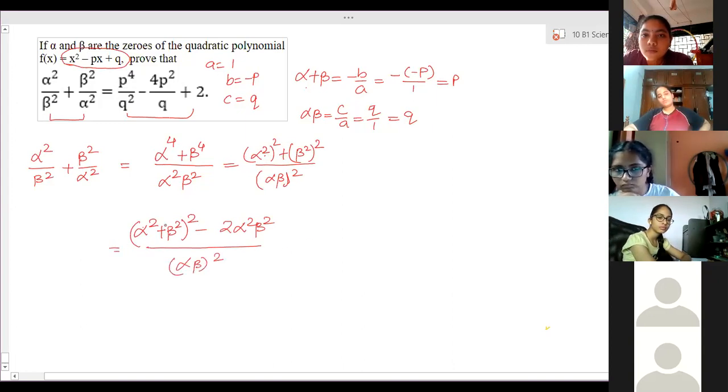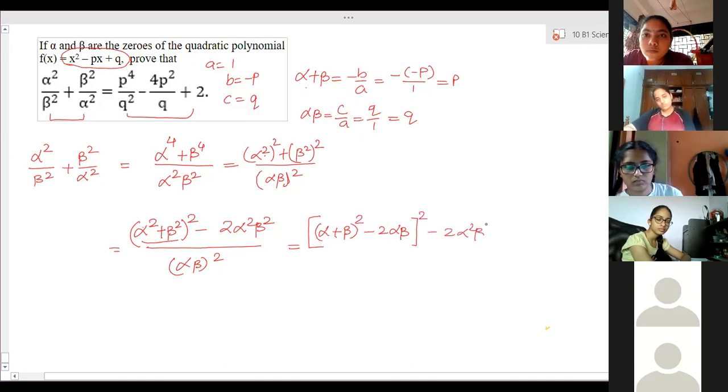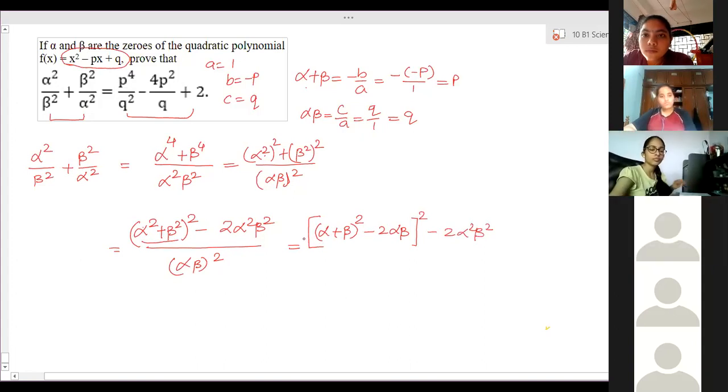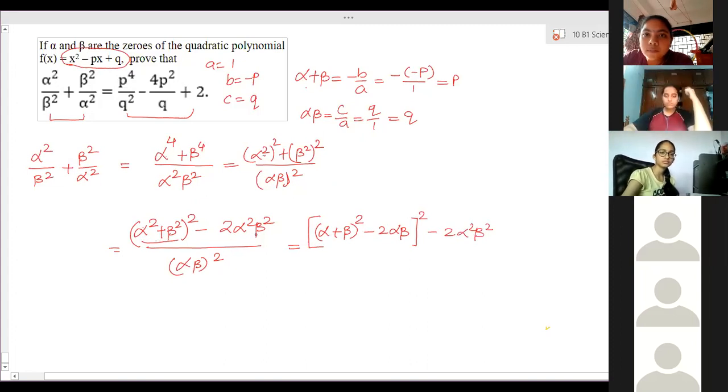Now this one again, here it is alpha square plus beta square, so again we have to use the identity. That will be alpha plus beta whole square minus 2 alpha beta, and now the square of this, minus 2 alpha square beta square. Is this clear? Two times we have used the identity. One, it is fourth power. Here we have used one identity first.